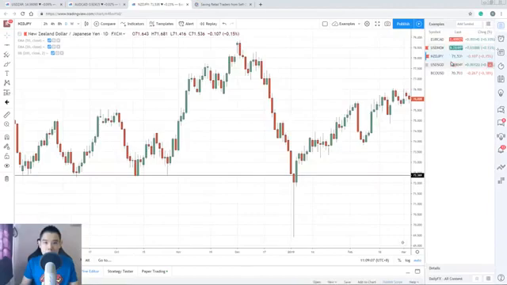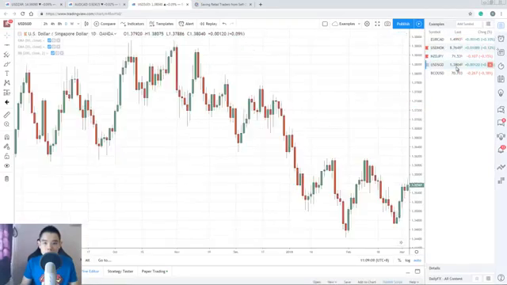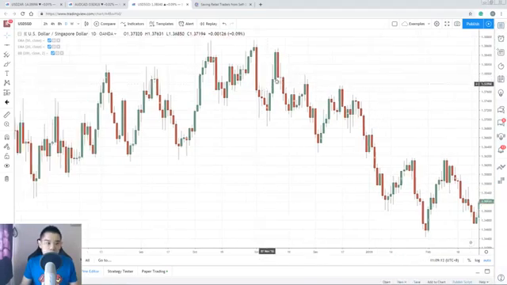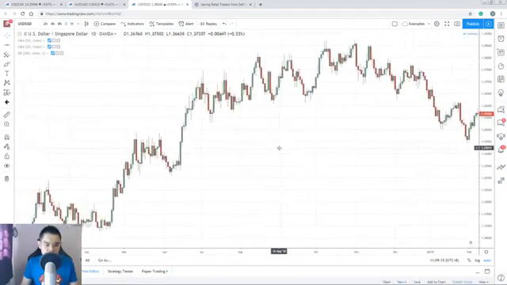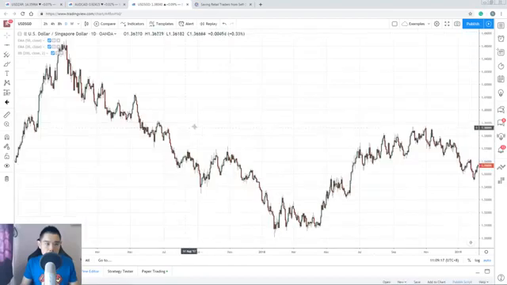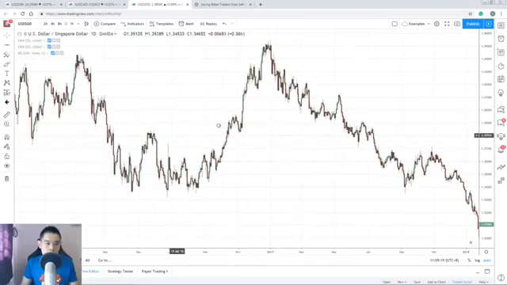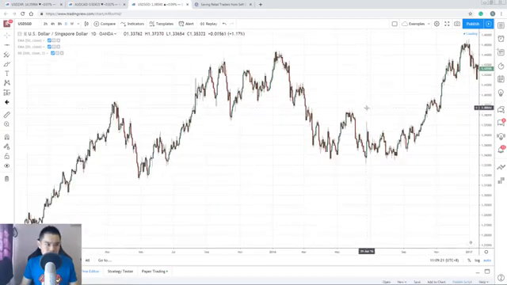The second technique that I want to talk about is this one over here. So let me just share with you. So if you look at this, dollar sing, this is a daily time frame. As you can see right over here, dollar against the sing.